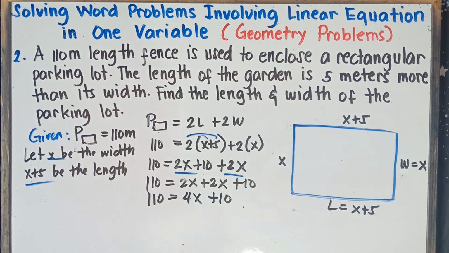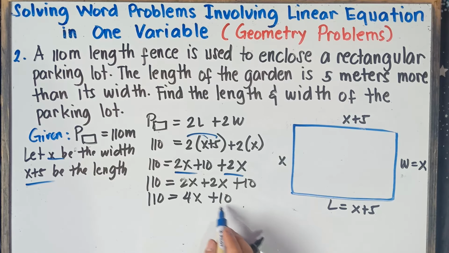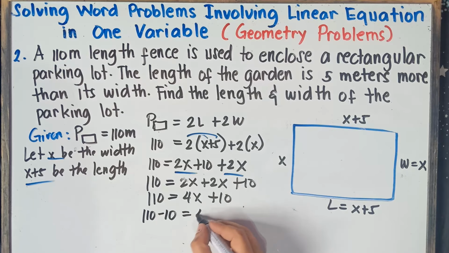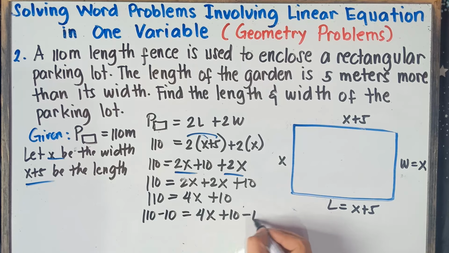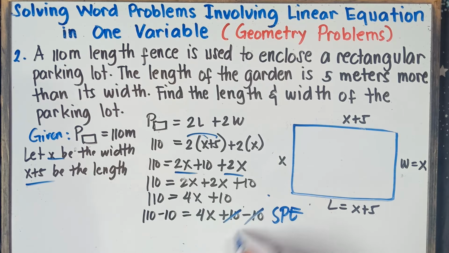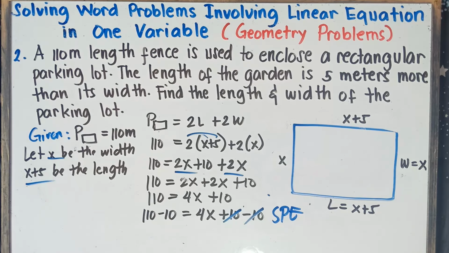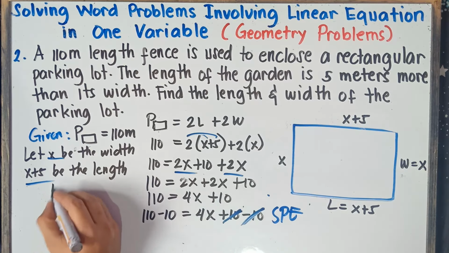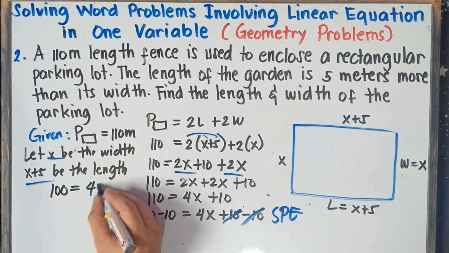And then to get the value of x, we can subtract both sides by 10 so that we can cancel this out. So 110 minus 10 equals 4x plus 10 minus 10. We apply the subtraction property of equality. So cancel this out. Question, sir, why do we need to subtract both sides by 10? So that you can cancel this out, you can eliminate 10, and then the remaining expression on the right of this equal sign will be only 4x. And then 110 minus 10, that will be 100, equals 4x.